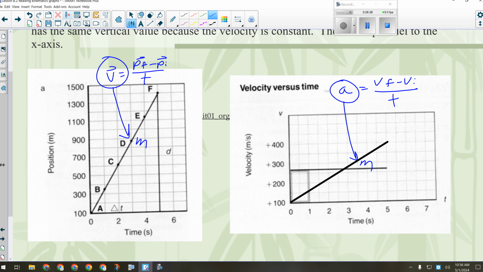That graph is showing me that velocity is increasing from 100 to 400 meters per second over a 5-second interval. I should be able to calculate the rate at which velocity changes by finding the slope of that line. Again, that's where that formula comes from.